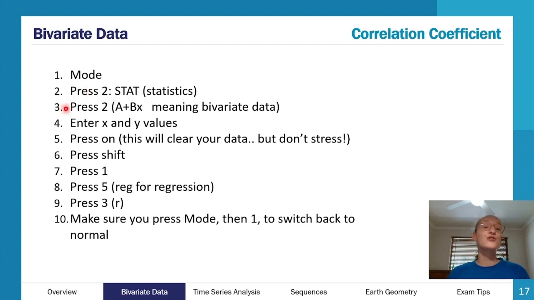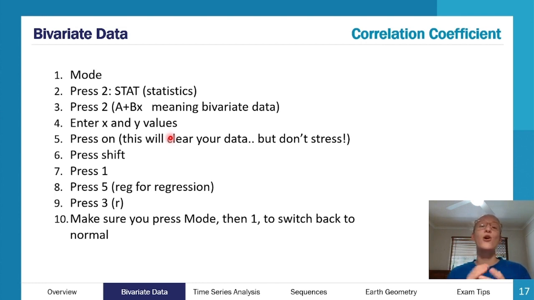Then you press 2, which will say A plus BX, referring to the fact that it's bivariate data. A little table will pop up and you enter your X and your Y values. You might move around the grid using the arrows, up and down, left and right. You enter the number and click enter, then enter your next number and click enter. Then use the arrows to move to the Y column until all of your X and Y values are entered, so you have a corresponding X and Y value for each point.